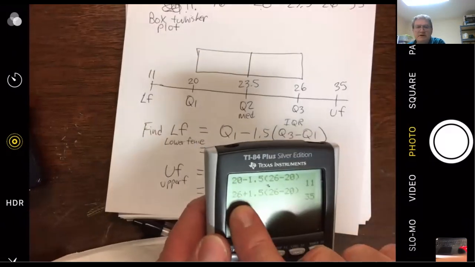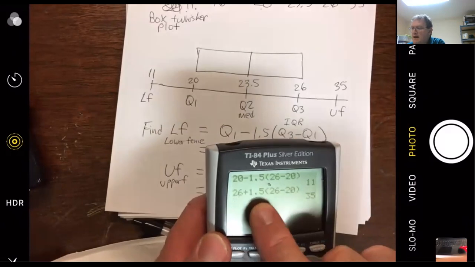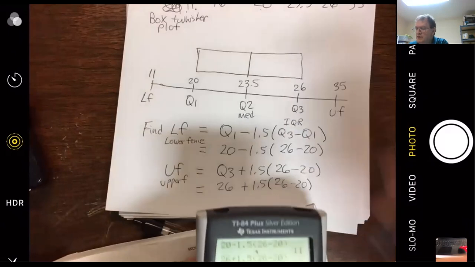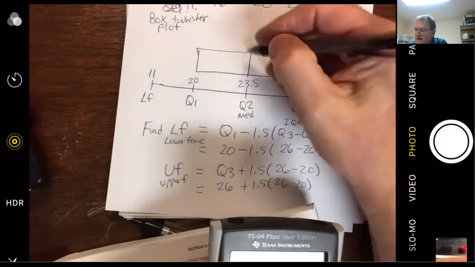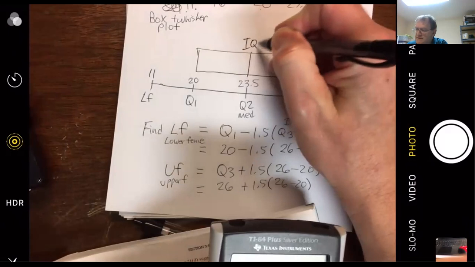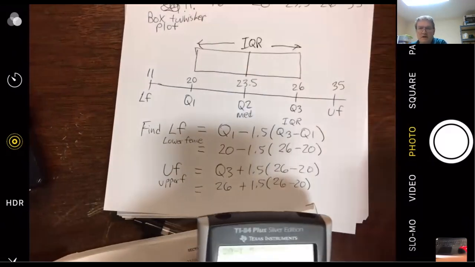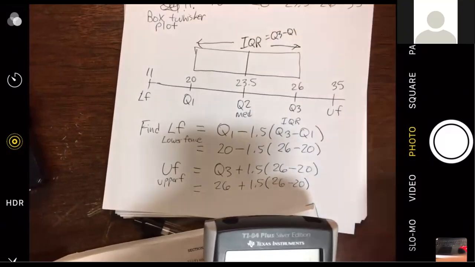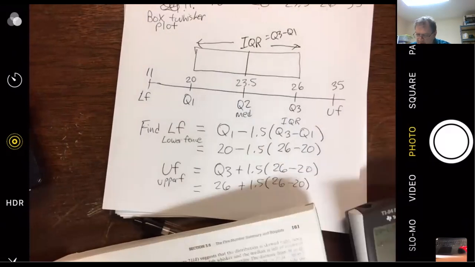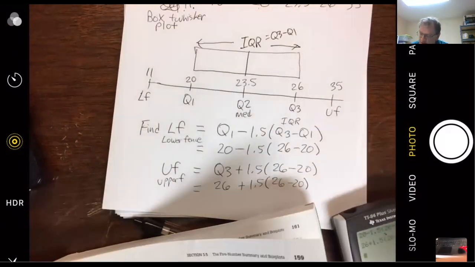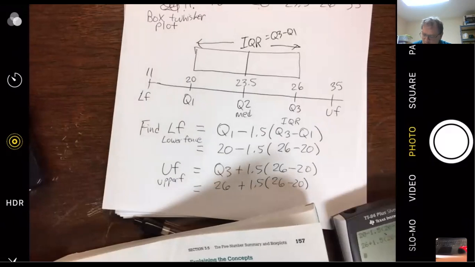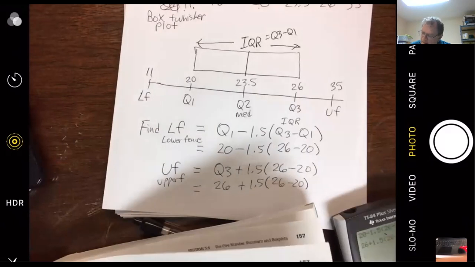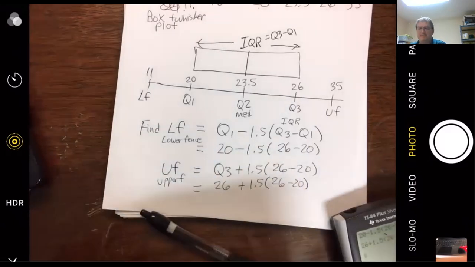I got 26, the Q3. Add 1.5 times the IQR. The IQR is your Q3 minus Q1, which in effect is this distance. And she's asking, where's the 1.5 coming from? They give it to you twice. I'll show you the first time. It was back in 3.4. Right here, page 153.